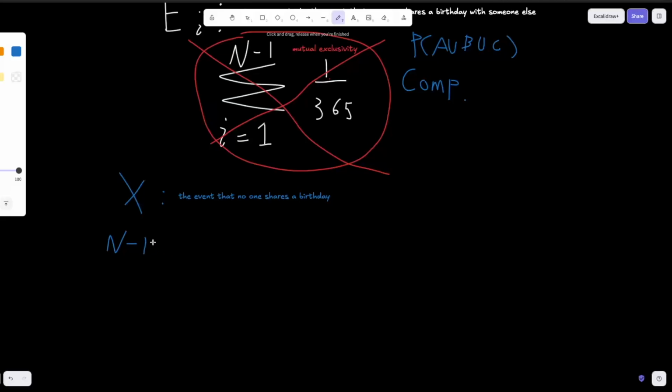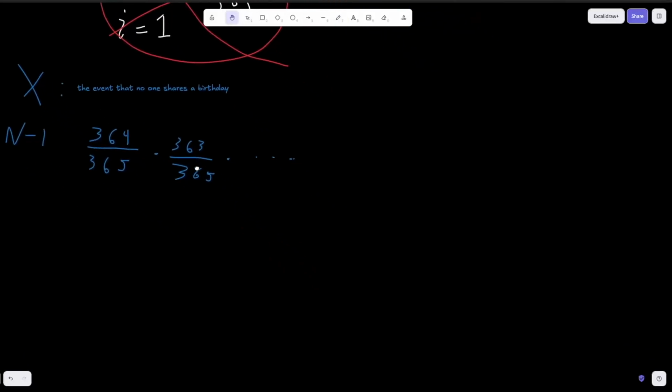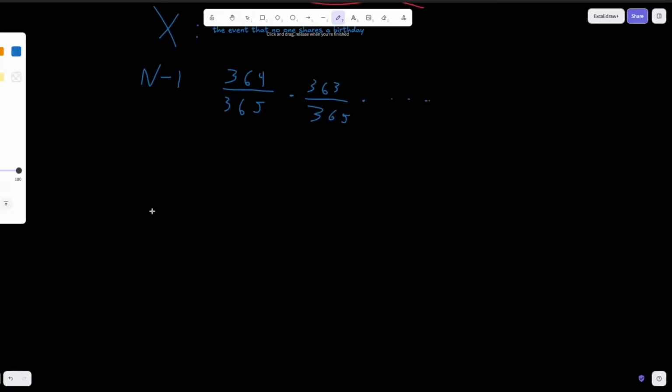And the probability that Bob doesn't share a birthday with the first person is 364 over 365. And the probability that Bob doesn't share a birthday with the next person is 363 over 365, given, right, that this person also does not share a birthday with this person. And this goes on. And eventually, what we're going to see is that we have this multiplication happening. And it looks something like this.